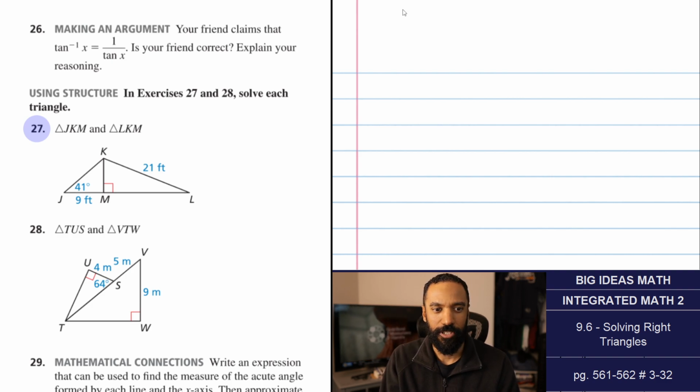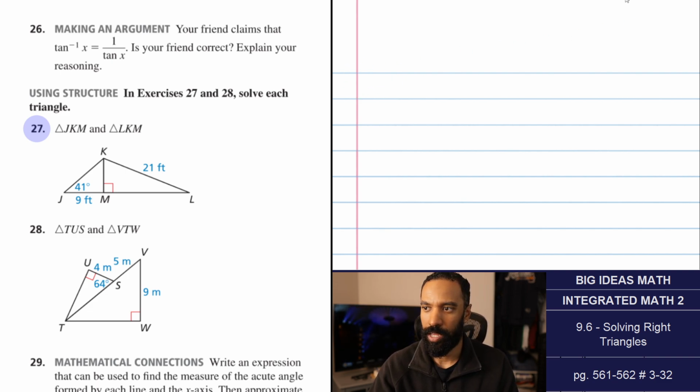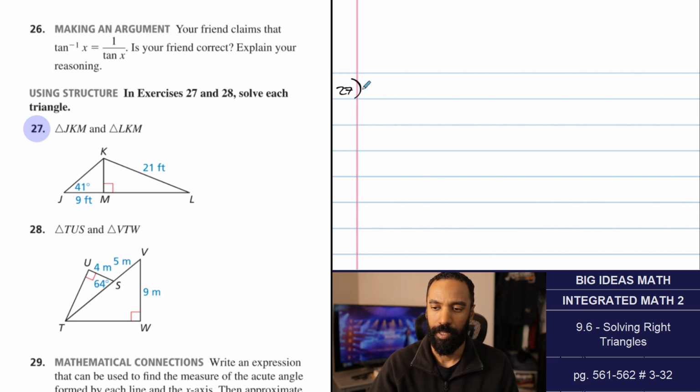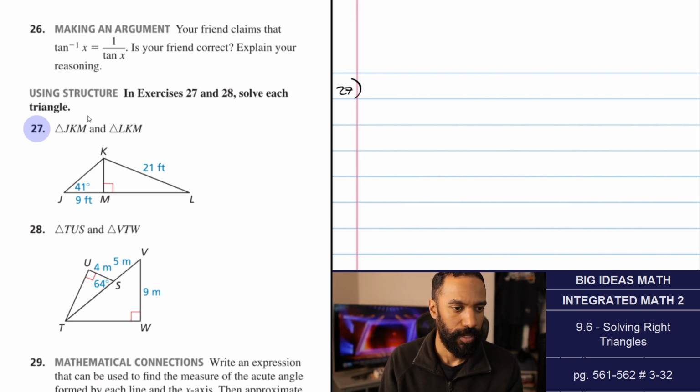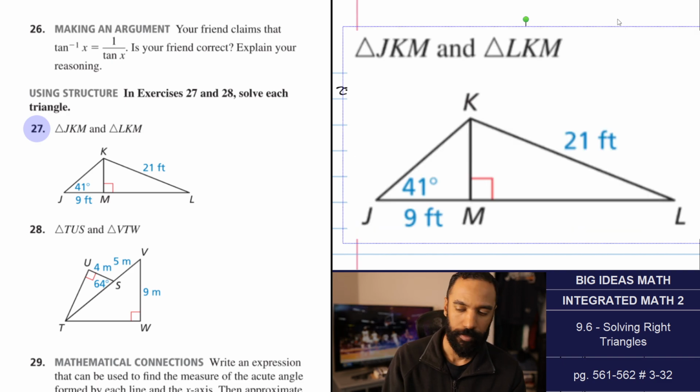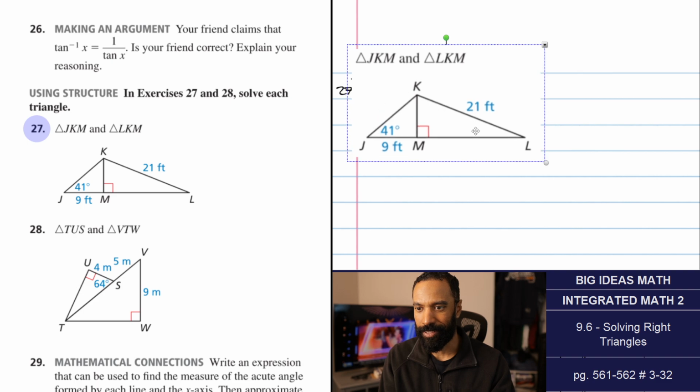Using structure in exercises 27 and 28, solve each triangle. Okay, they want us to explore a little bit here. Let's find stuff. Let's have this copied and pasted. I don't know what to do yet. I haven't really looked at it.